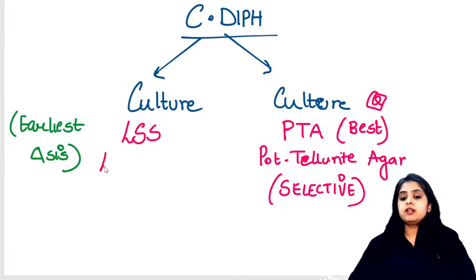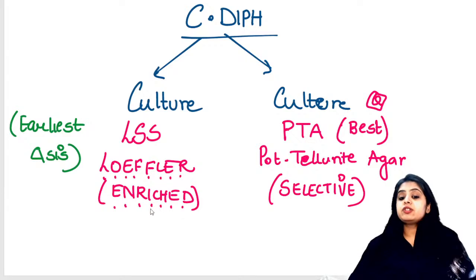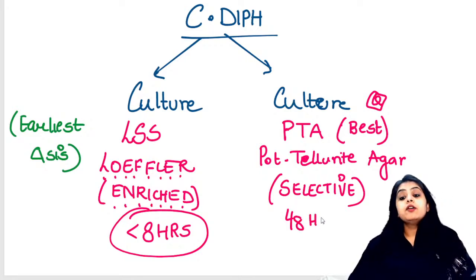Very interesting way of learning. See, the way you write Loeffler, how many alphabets are there in Loeffler? Loeffler has 8 alphabets, right? What kind of a media is it? It is going to be an enriched media. Enriched media is also 8 alphabets. So Loeffler having 8 alphabets, enriched having 8 alphabets, and how much time does it take to grow? Less than 8 hours. So within 8 hours, the growth is going to occur. 8 alphabets, 8 hours. Potassium tellurite agar takes 48 hours.